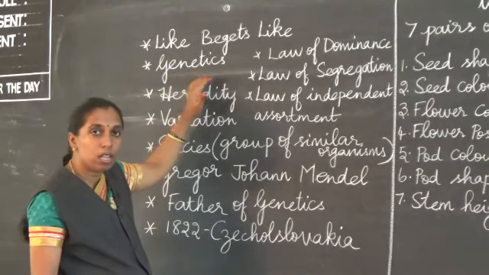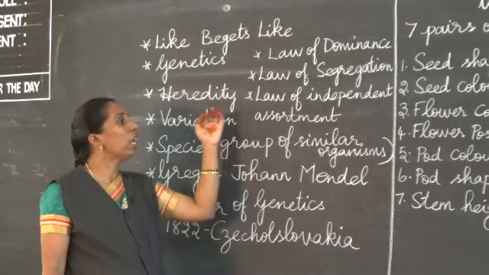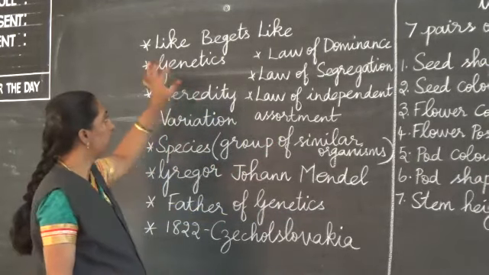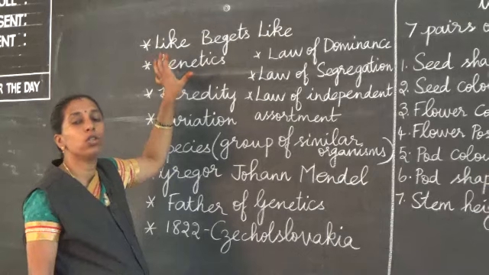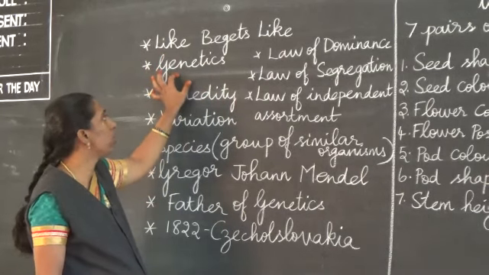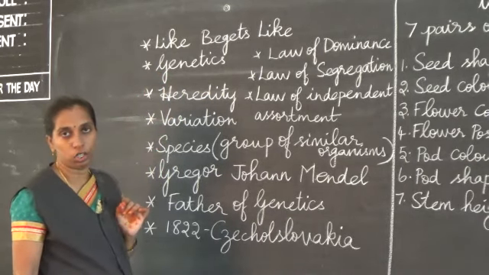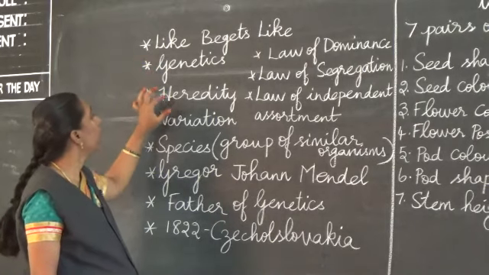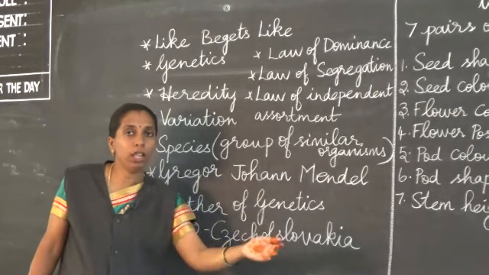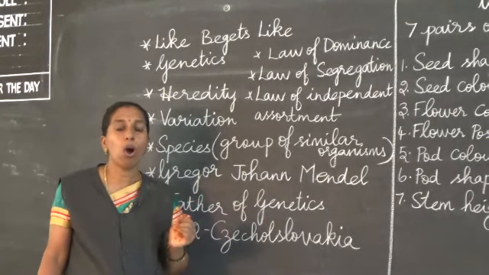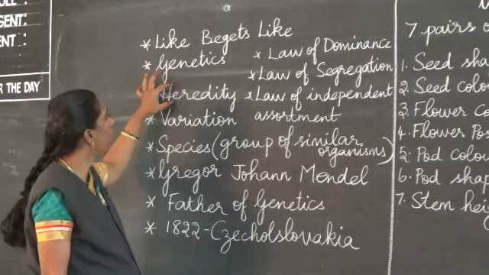So far we have learned three definitions. Only when you understand the definitions can you learn the remaining concepts. The first one is genetics. Genetics is a branch of biology that deals with the structure of gene, variation in gene, heredity and variation. Next is heredity: the transfer of characters from one generation to another, or from parents to offspring.